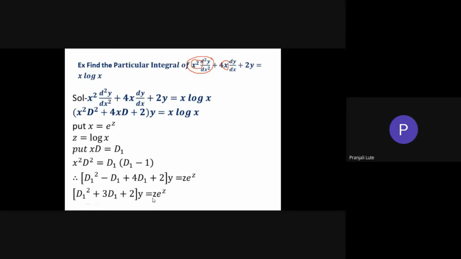In this case, we have to write e to the power z outside, and replace D1 by D1 plus a, where a is the power of the exponential term. So here the power of the exponential term is 1. So replace D1 by D1 plus 1: (D1 plus 1) square plus 3 (D1 plus 1) plus 2, into the right hand side z.